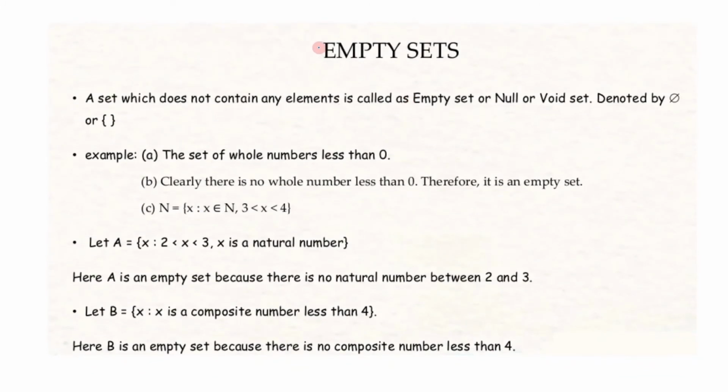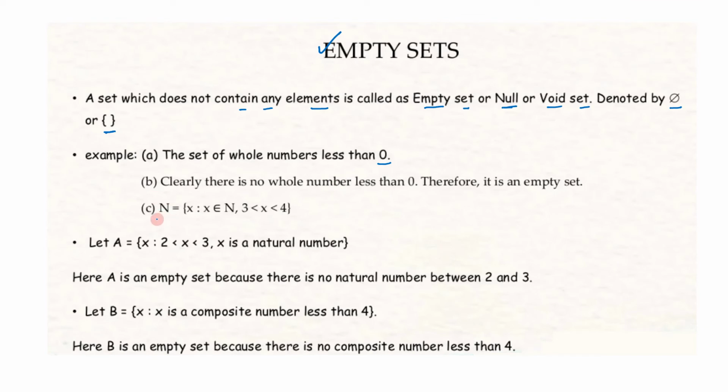Next category is empty sets. So a set which does not contain any elements is called an empty set, or it's also called a null set, or you can say void set. This is denoted by phi or empty braces. So what are the examples of an empty set? Here we are having the set of whole numbers less than 0. So we know that there is no whole number which is less than 0.